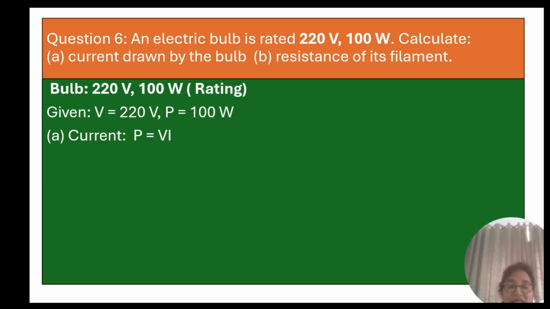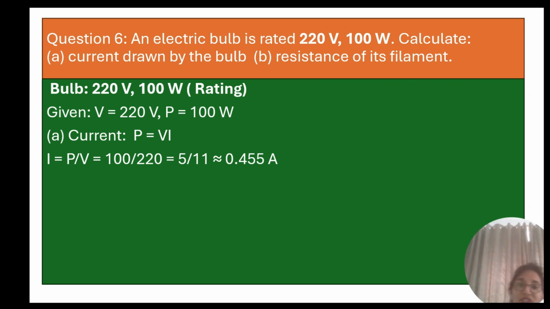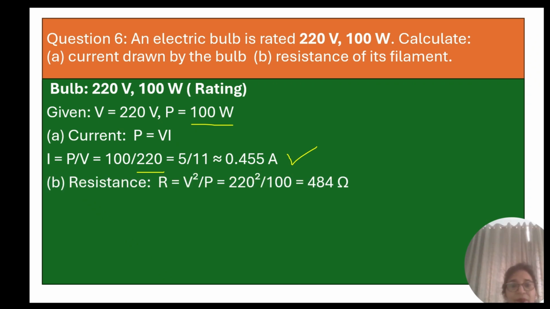That is P is equal to V into I. Now these are some of the power equations, and I becomes the subject. So I = P upon V. Power is 100 watt divided by 220, which will give you approximately 0.455 ampere.